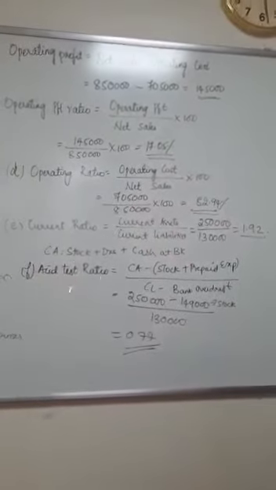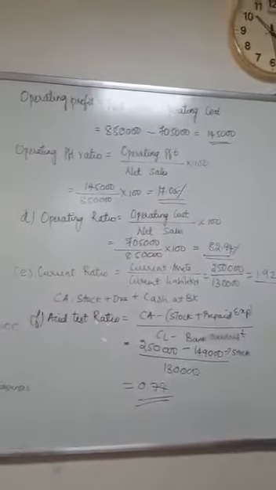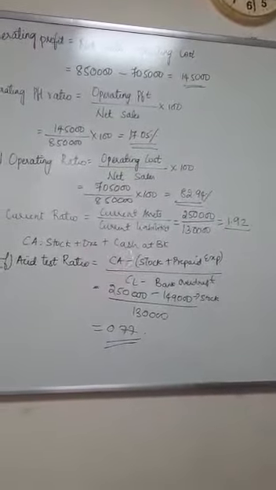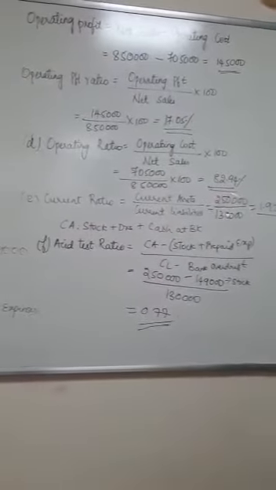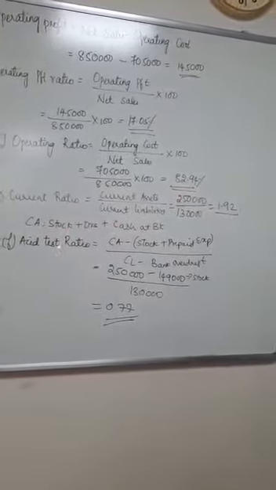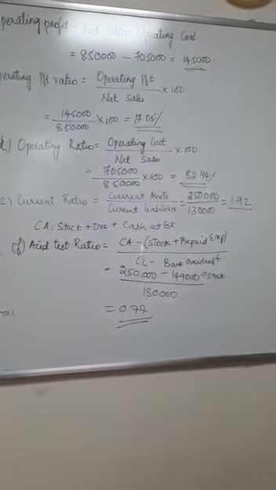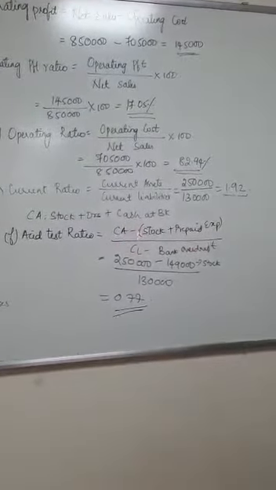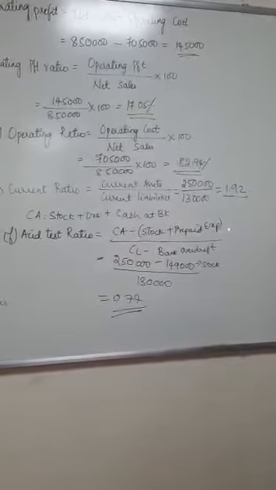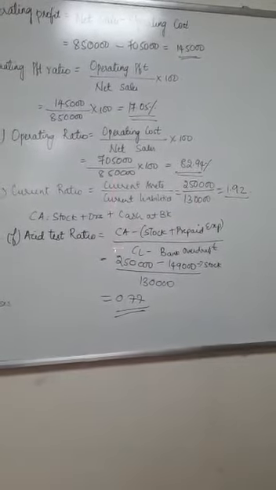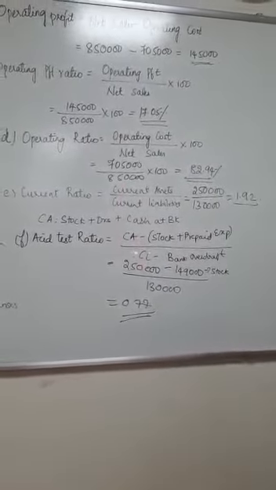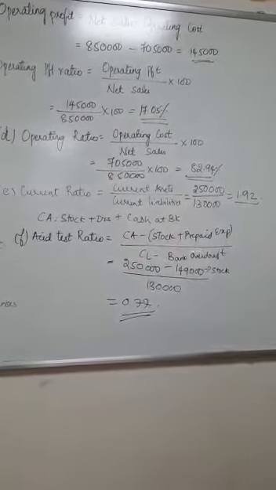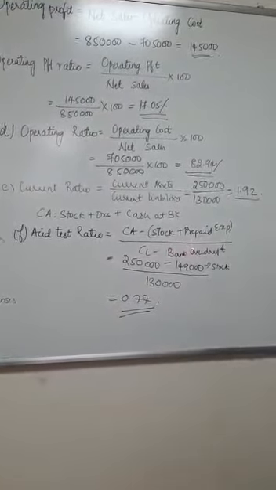Then the next one is the acid test ratio. How to calculate the acid test ratio: initially, as we have calculated, the current assets are 2,50,000. Now the acid test ratio is liquid assets divided by liquid liabilities. Now how to find liquid assets is current assets minus stock, plus if any prepaid expenses are included in the current assets. Then current liabilities is whatever we have found out, directly given in the problem as 1,30,000, minus any bank overdraft. If it has been included, we have to deduct.